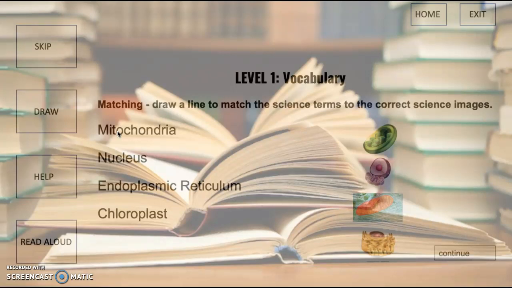Students will have the option to have the question read aloud or the terms read aloud. There will be a help screen that prompts them with instructions on how to navigate through drawing the lines. There's also a skip button for students to skip and move on if they want to come back to this vocabulary section before being finally evaluated.